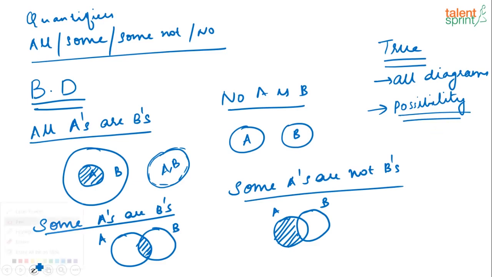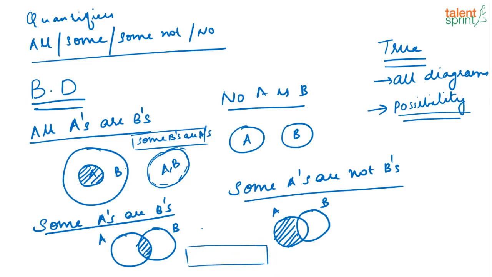Then the next thing you should know is what are the conclusions that you can make from each statement. The definite conclusion that you can make from "all A's are B's" is some B's are A's. From this diagram, if you see all A's are B's, I can say some B's are A's. So that is a definite conclusion that I can make from this statement. Similarly, if I say that some A's are B's, then another definite conclusion that I can make from this is some B's are A's. Because some A's are B's also means that some B's are A's. So that is a definite conclusion that you can make from the second statement.